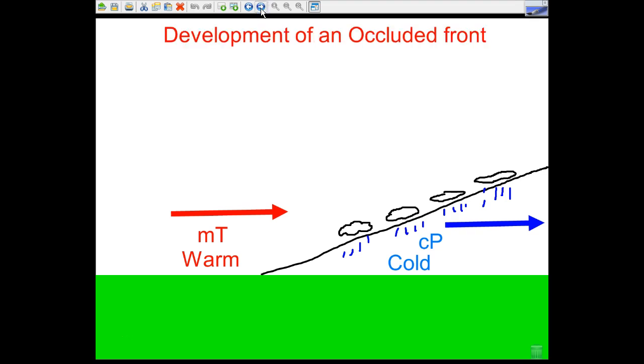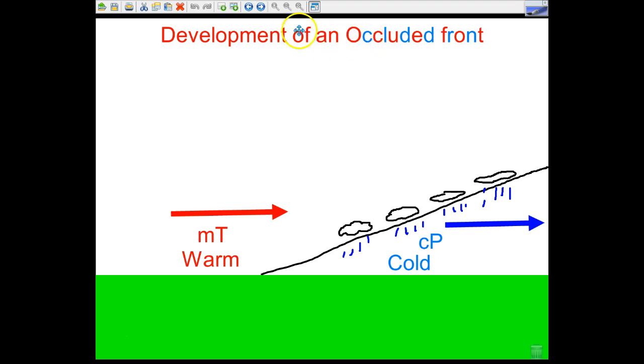Taking a look at the development of an occluded front, we're going to look at a warm front. We're going to introduce a cold front into the picture as well to show you how it develops into an occluded front. So right now we're not at an occluded front. Right now we're just looking at a warm front. And if you look, development of an occluded front, we make that a little bit better. Development of an occluded front.